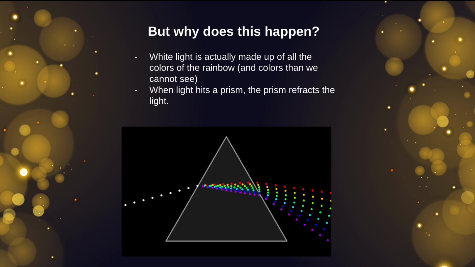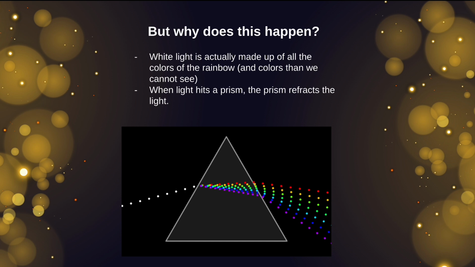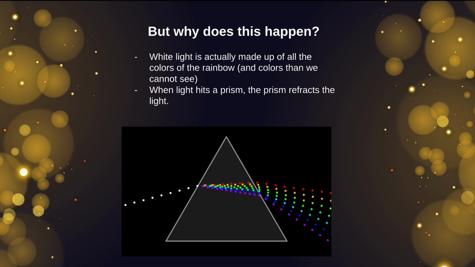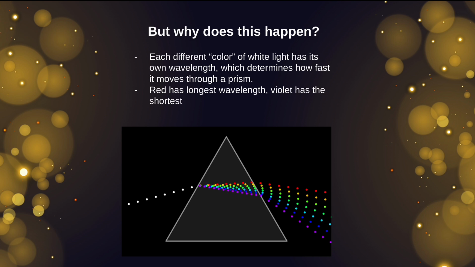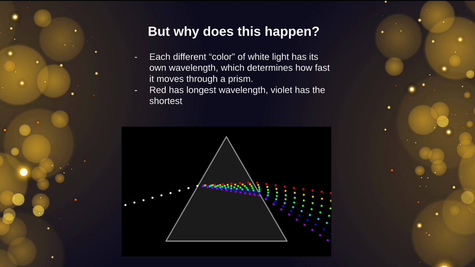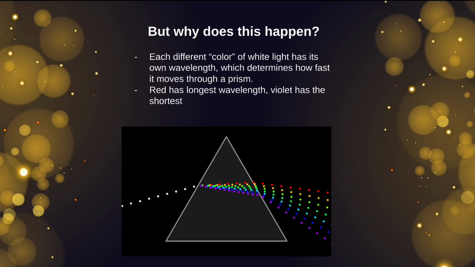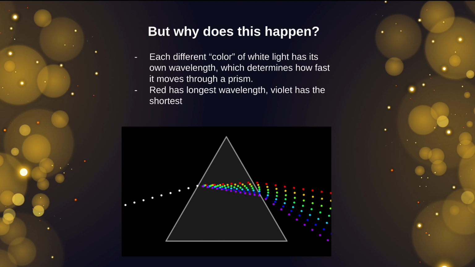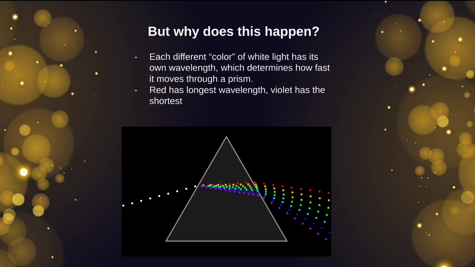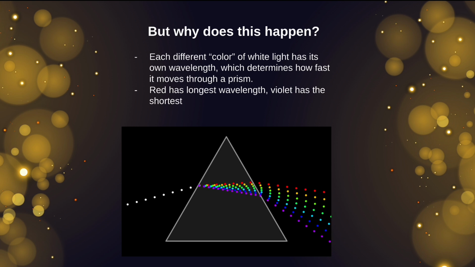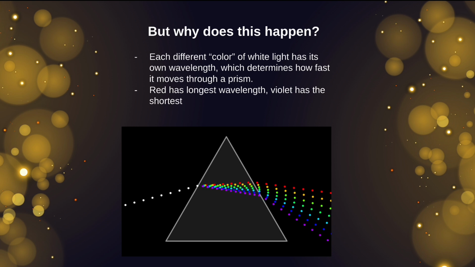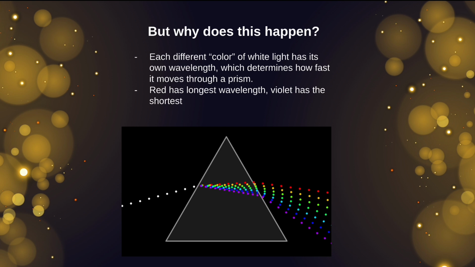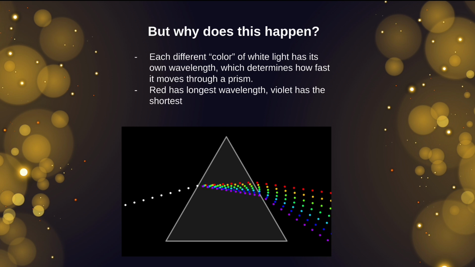When light hits a prism, the prism refracts the light, which is just a basic understanding of how this works. In the animation below, you can see it happening, but let's go into more detail. Each different color of white light has its own wavelength. Although it makes up a very small portion of the electromagnetic spectrum, there are still differences in the wavelength, which is just the length between the waves. And this wavelength determines how fast it moves through the prism. So the longest wavelength, which is the color red that we can see, has a very slow speed, and violet has the shortest wavelength, which means it travels the fastest.